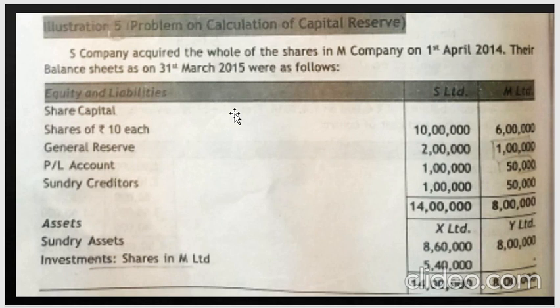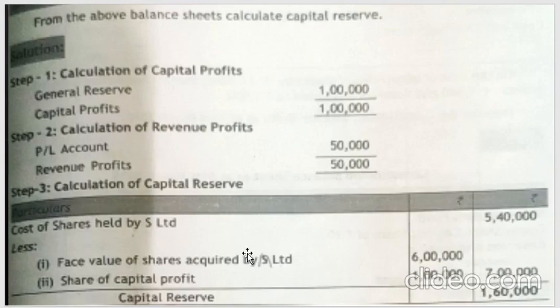Here they have clearly mentioned that the whole of the shares of M company has been acquired. So full shares have been acquired. The cost is the investment they have actually made, which is 5 lakh 40,000. But how many shares are there? The value of the total shares is 6 lakh. So the face value of the shares acquired by S Limited is 6 lakh. Next, share of capital profit.